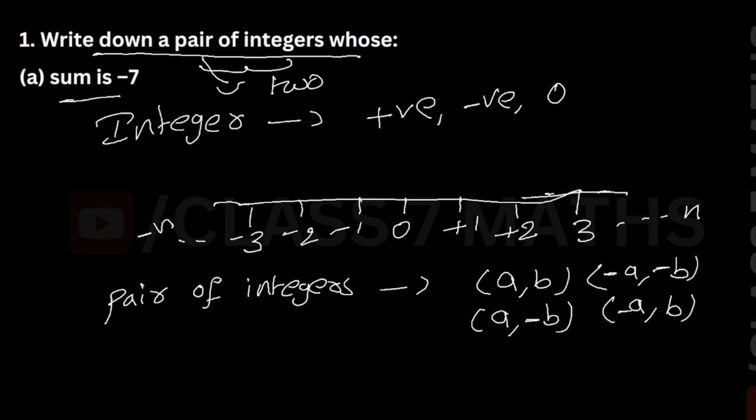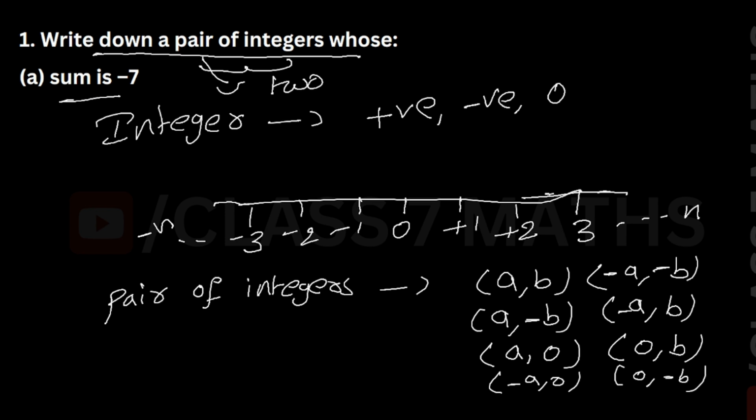We can also include 0, let's take 0 comma b. The same thing applies for negatives also. So these many combinations we can use. By using these combinations, now we are going to solve the first question.